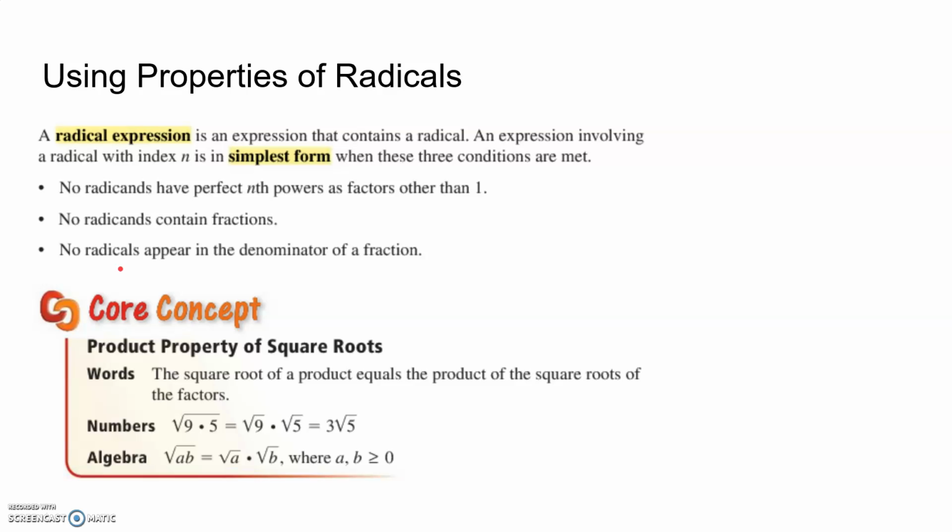On the very bottom, there is a listing of the product property of square roots. I would just look at the numbers in the middle. If you have something like the square root of 9 times 5, which would be 45, you can break that into the square root of 9 times the square root of 5. Because we know the square root of 9 is 3, that becomes 3 times the square root of 5. You'll also hear people say 3 radical 5.